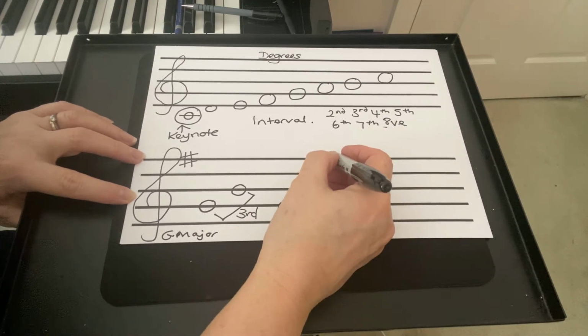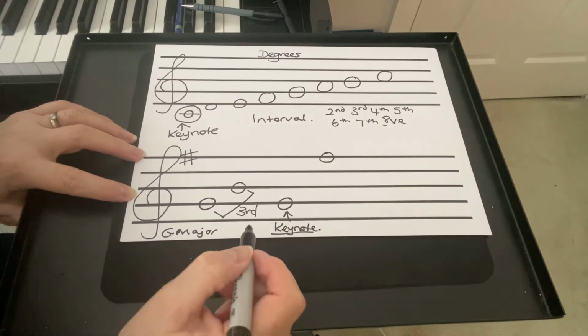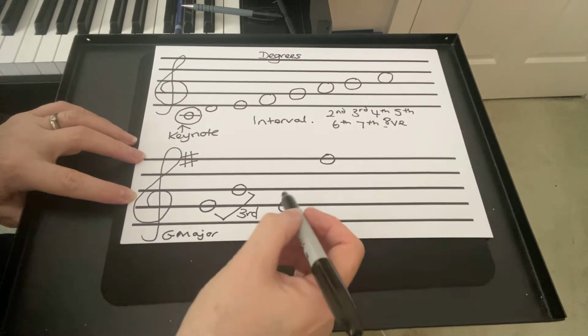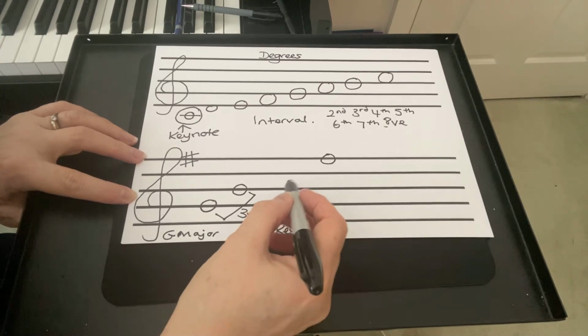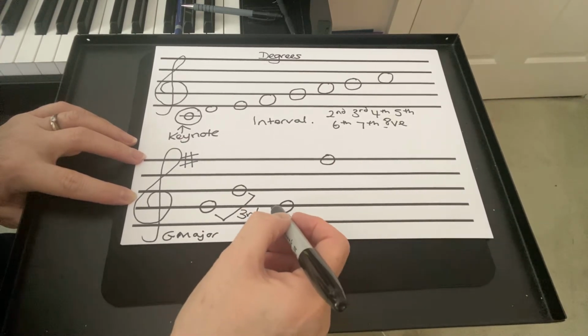So I'm going to go a long way away to the F sharp up the top there. I'm going to count very carefully now, because you must make sure you count all the spaces and the lines in between. So G is number 1.